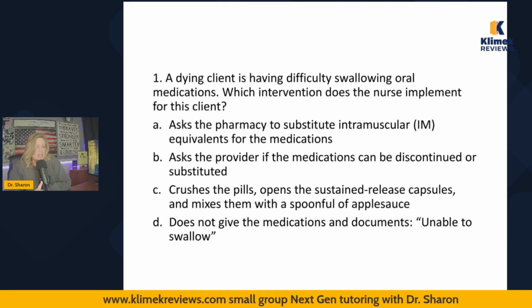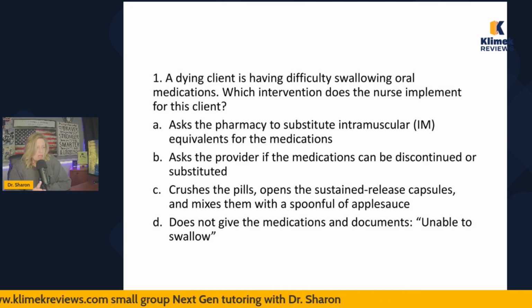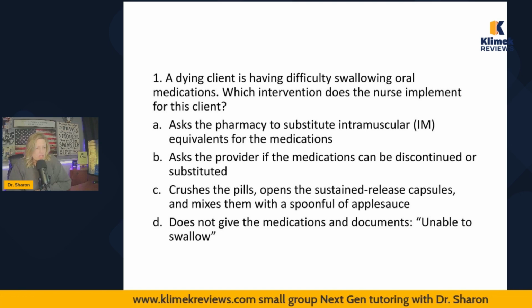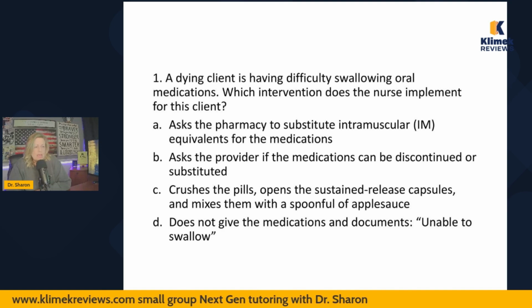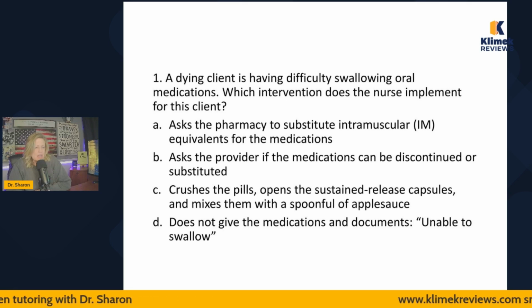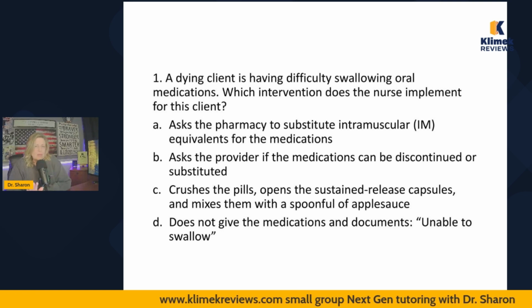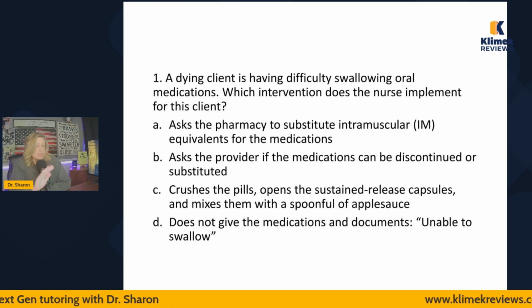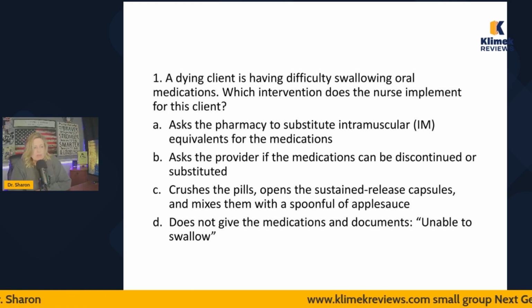All right, I'm going to read the question again. A dying client is having difficulty swallowing oral meds. Which intervention does the nurse implement? So I'm going to rule out A because I don't want to give somebody shots. My goal is to keep them comfortable, and I don't want to give them shots if I don't have to give them shots. So I'm going to cross off A. B is a maybe. C looks good to me. D I'm going to cross off because that's not going to be my preferred intervention for this patient. I would like to give them their meds if I can. So anyway, I'm going to cross off A and D. So I have to decide between B and C.